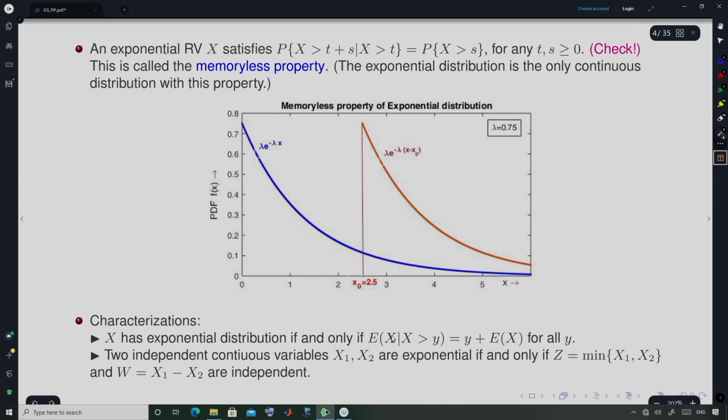Or you can think that expectation of x minus y given x greater than y is expectation of x for all y. That is what you can show here also. So, this is one characterization. There are many characterizations, but these are a couple of things which might be of some help at some point of time. Two independent continuous random variables x1, x2 are exponential if and only if the minimum of those two and the difference of those two are independent. This is another characterization of the exponential distribution.